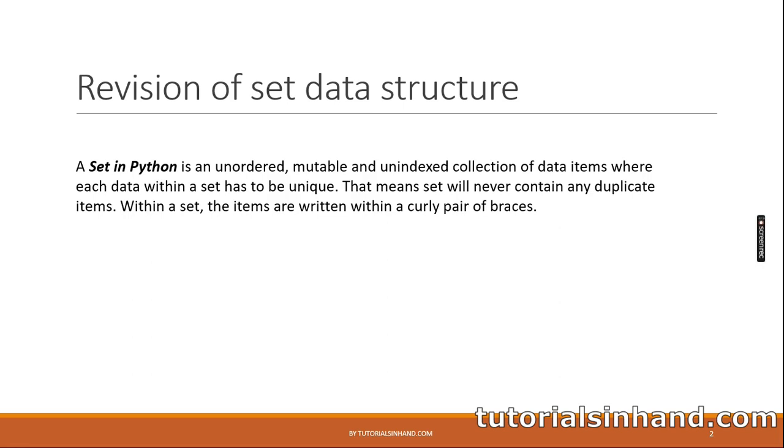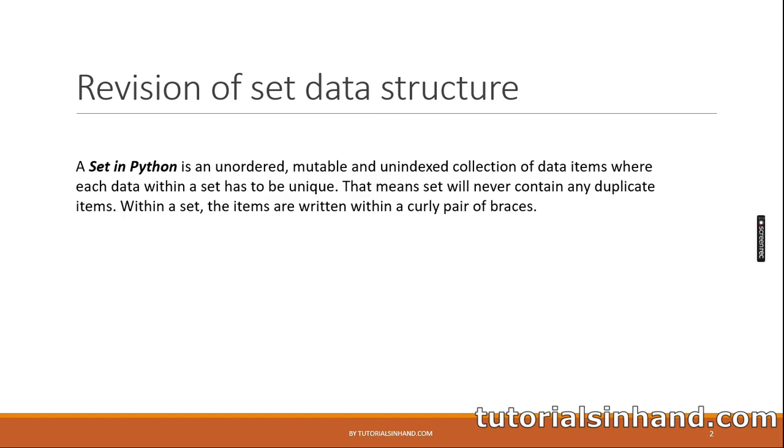Within a set, the items are written within a pair of curly braces. If you have watched our previous video, you are already aware of this, but in case you are not, I would like to repeat it for you. So basically Python has a data structure known as a set. This set data structure is unordered, so the items you insert can be placed anywhere. It is mutable, that is, you can add or remove items, and finally, it is unindexed. Since a set in Python is unordered, it is unindexed as well. That's why you cannot do indexing in a set, okay?